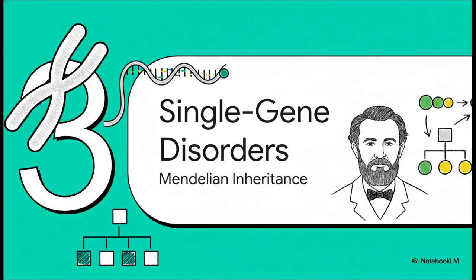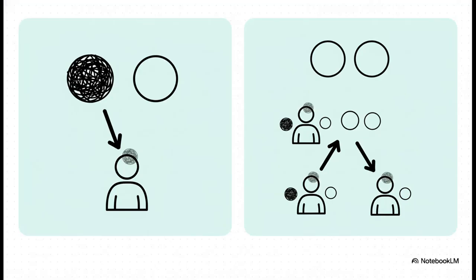Now let's zoom in. We're going from the huge chromosome level down to the level of a single gene. These are what we call Mendelian disorders, named after Gregor Mendel, of course, because they follow these really predictable inheritance patterns that you can often trace right through a family tree. So how do these single-gene problems actually work? Well, the first big split you need to know is dominant versus recessive.